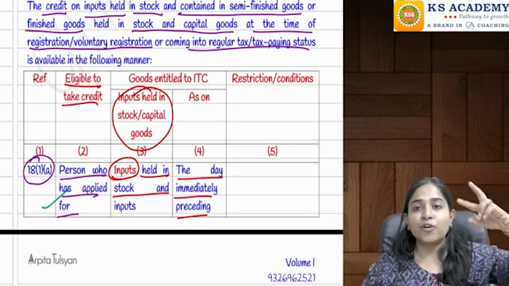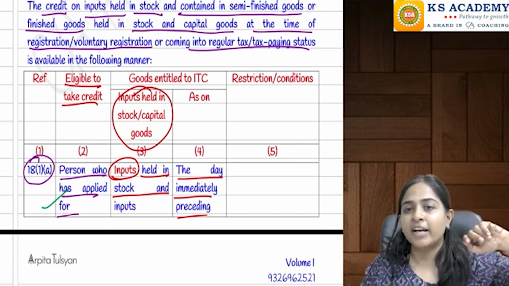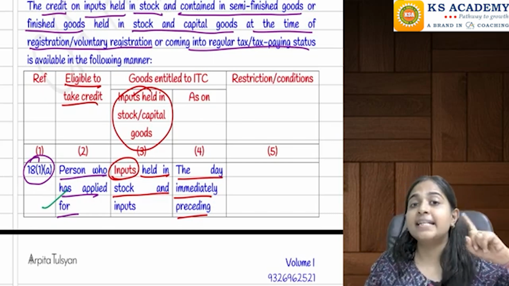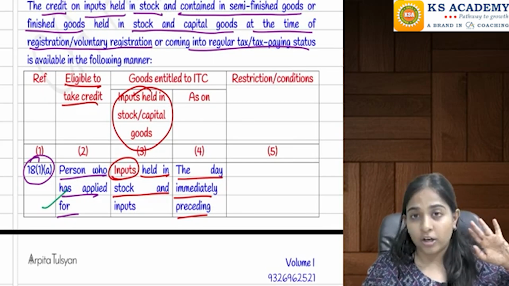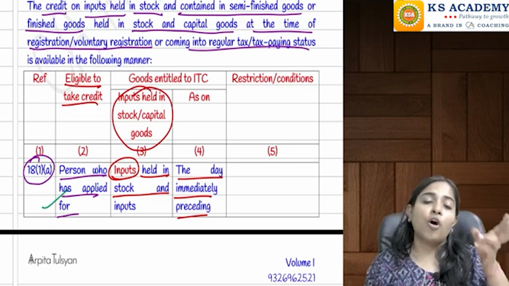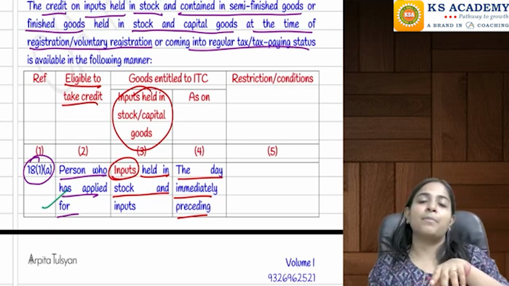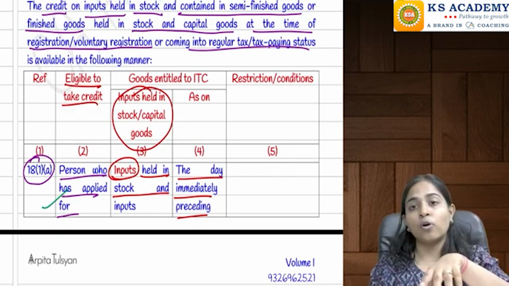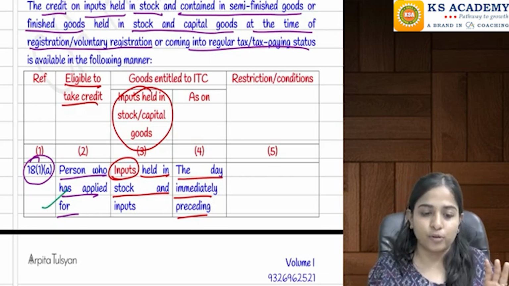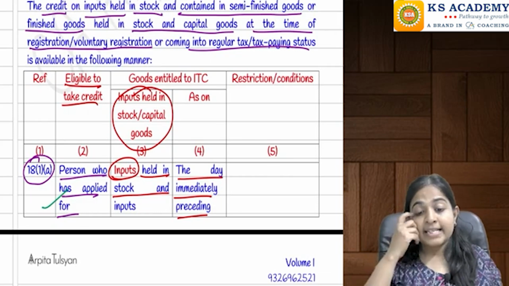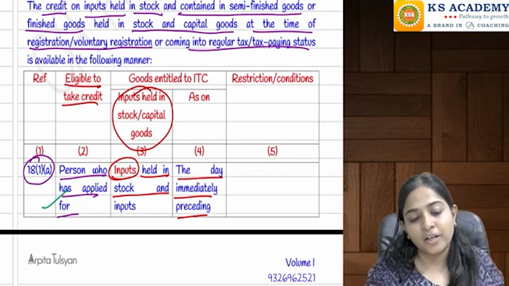So in case of compulsory registration and voluntary registration, only ITC on input of stock. But in case of composition to regular or exempt to taxable, you will get ITC on goods also, and you will get ITC on capital goods also. Very clear with this?